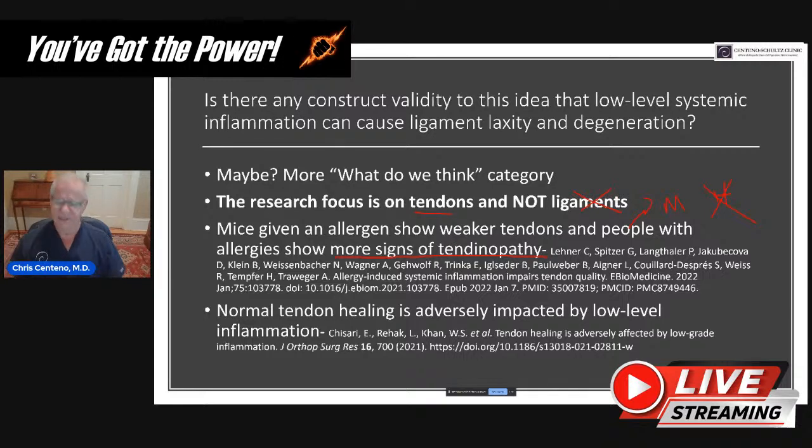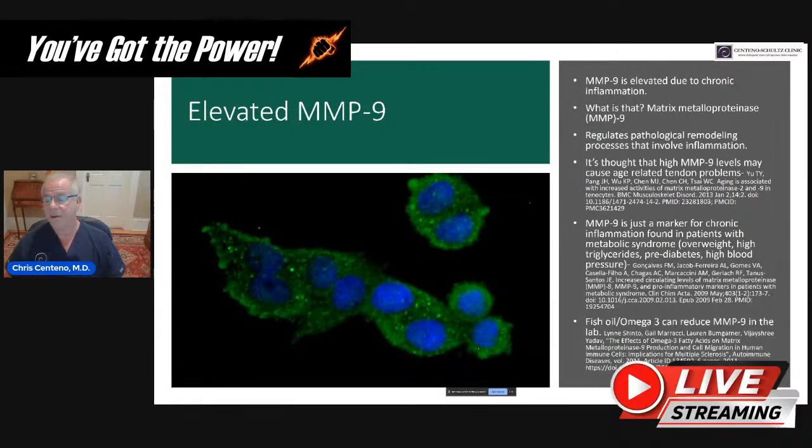So listen, we know it's not a great thing to have chronic low-level inflammation. We know that the number one cause of chronic low-level inflammation is decreased activity and developing metabolic syndrome. And then we've got things like elevated MMP9. This is basically just an inflammatory marker, a test you can get at Quest, so that's good. It shows elevated chronic inflammation. This is what's called a matrix metalloproteinase, basically a pro-inflammatory marker, and it regulates pathological remodeling that involves inflammation.